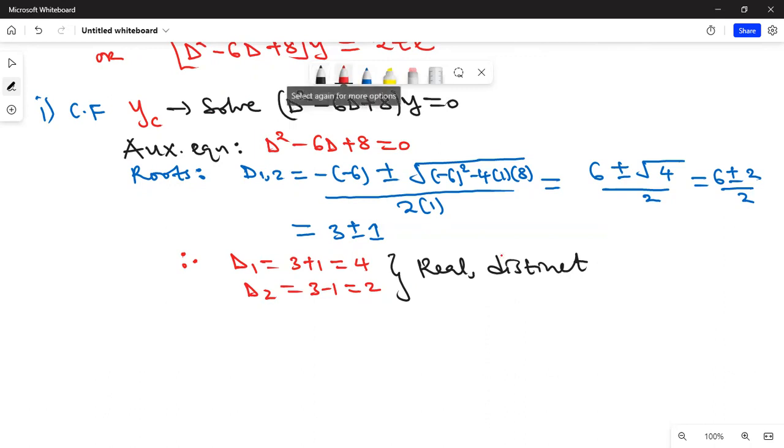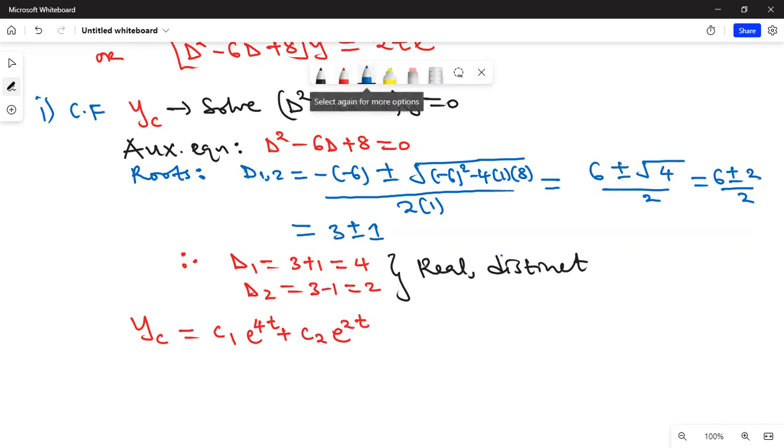So how do we write our general solution? You can say that yc is a function of t, remember, is c1 exponential 4t plus c2 exponential 2t, where c1 and c2 are arbitrary constants.